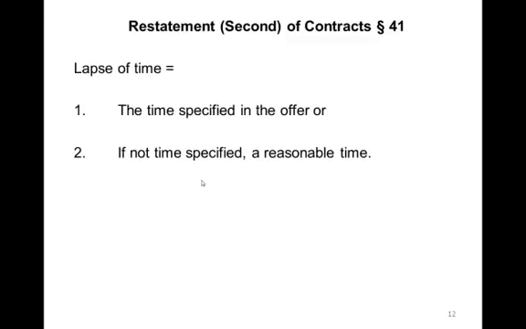We can also have the power of acceptance terminate through lapse of time. And that can be a time specified in the offer. I might say to you, hey, my offer to paint your house for $3,000 is going to stay open until Friday at 5 p.m. At Friday at 5:01 p.m., that offer's gone. If I don't specify a time, then the lapse of time happens after a reasonable period of time. And that's going to be circumstance specific. Some things may have a relatively short period of time. Some things may have a longer period of time.